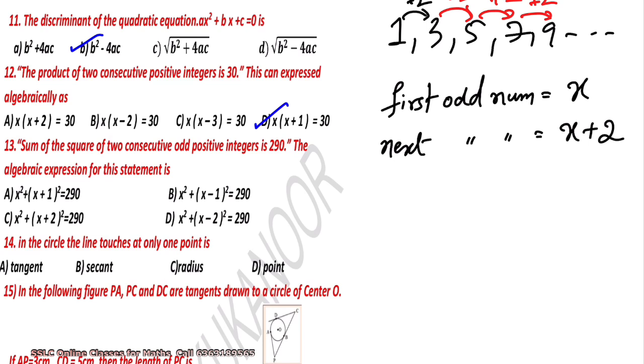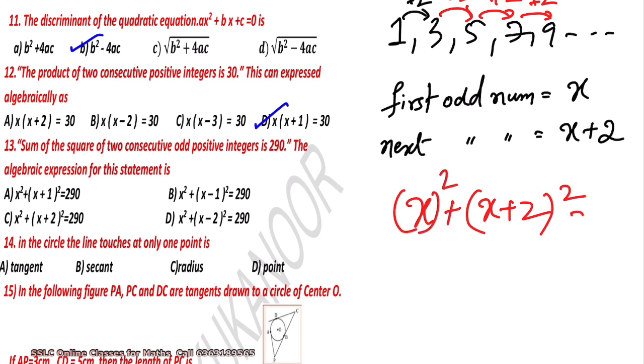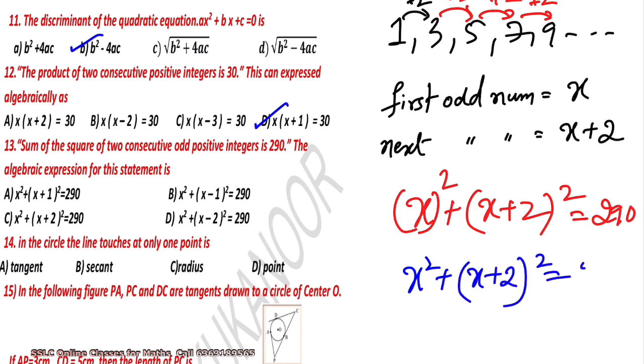Now what is the statement here? Sum of square of two consecutive odd positive integers. Consecutive means first number and second number, both need to be squared, and their sum is going to be how much? 290. So how do we write this now? x square plus x plus 2 whole square equal to 290. So the equation and the answer is C.